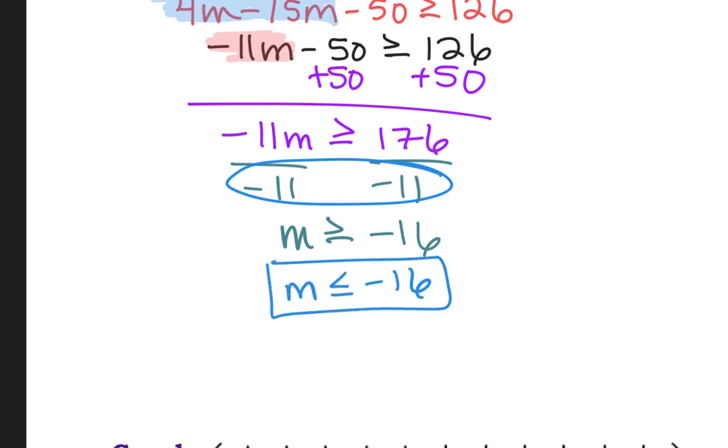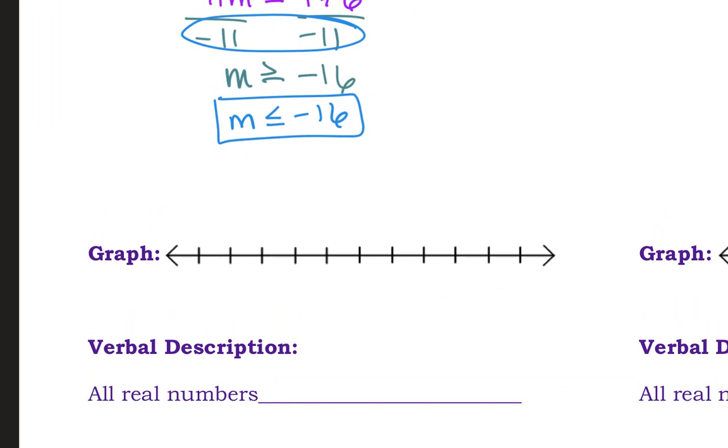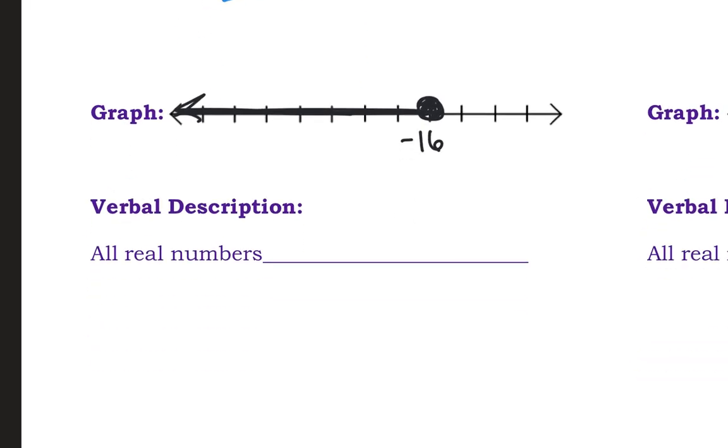This is the part where I worry. Because you can do everything right, but if we miss that last step, we can select the wrong answer. So again, I don't care where you put the 16, the negative 16. I'm looking for the circle and the shading. Should that circle be open or closed? Closed, and I'm shading to the left. All right, read me what this says. This says that m is what? Or equal to negative 16. Good job. All real numbers are less than or equal to negative 16.